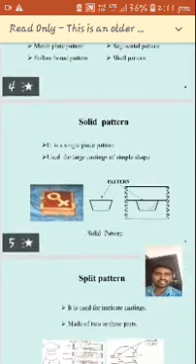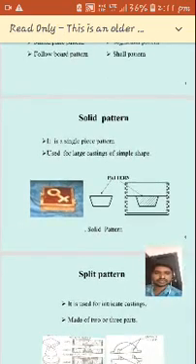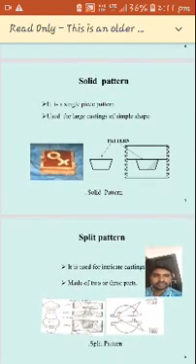The solid pattern is a single piece pattern. It is used for large castings of simple shapes. On the slides we can see a solid pattern, a single piece pattern used for large castings of simple shapes.